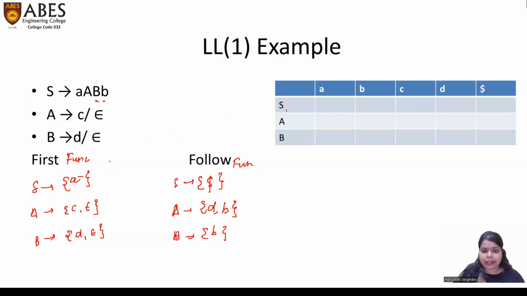So S, A and B. And these are our terminal symbols, small a, small b, C, D and dollar. Dollar is for our termination string. We have to include dollar also.